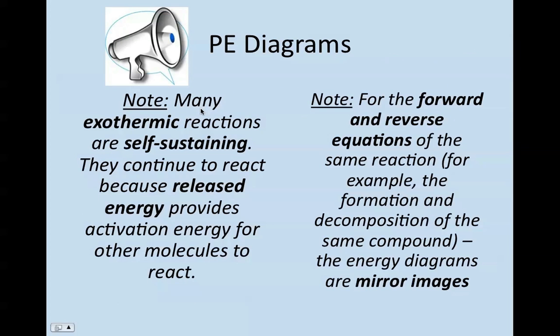All right, now some things about potential energy diagrams. Many exothermic reactions are self-sustaining. Because they're continuously releasing energy, that provides the activation energy for other molecules to react. And also, if you haven't noticed, the forward and reverse reactions or equations of the same reaction are just mirror images of each other in terms of their energy diagrams. So that's why we could see that bike going in the reverse direction over that hill.